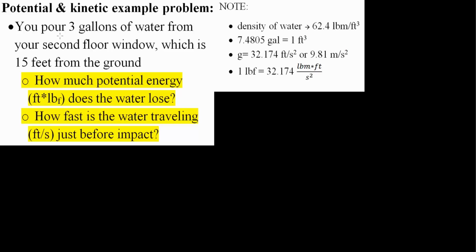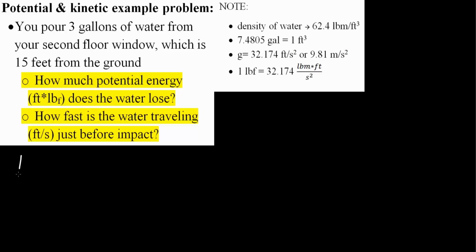Okay, so you pour 3 gallons of water from your second floor window, which is 15 feet from the ground. We want to determine two things. How much potential energy, in feet times pound force, does the water lose? Also, how fast is the water traveling in feet per second just before impact? So let's first do this one. How much potential energy does the water lose?